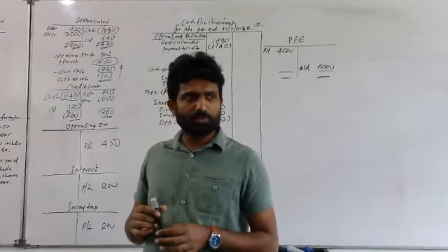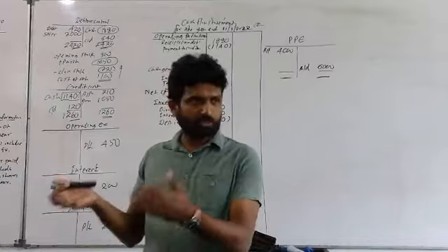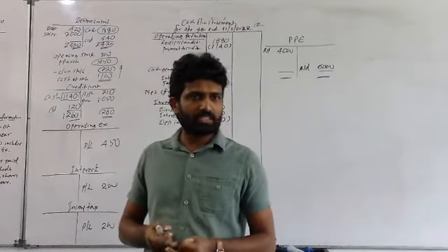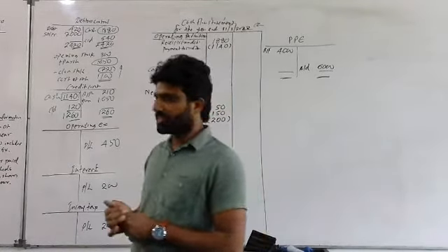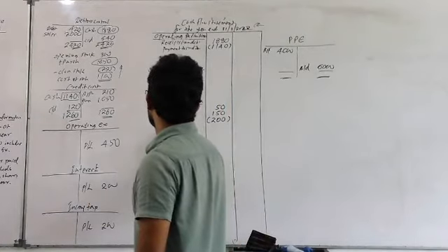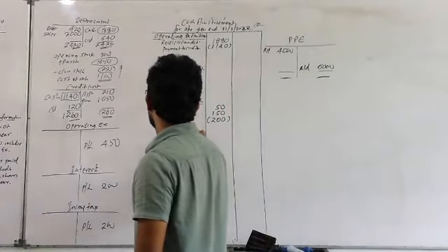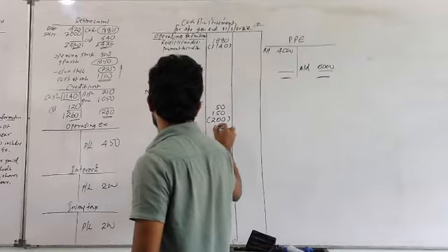Is it cash receipt or payment? When you sell this, you will get money. It's a receipt under which category? Investing activities. Sale of shares, 150.